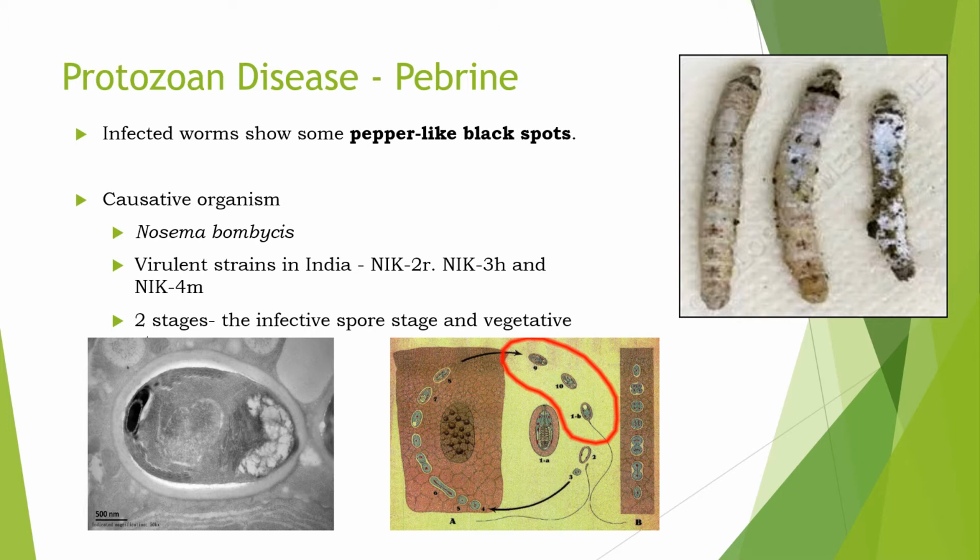The life cycle of the parasite is completed within a single host, the silkworm. There are two stages in the life cycle, a resistant spore stage, which is the infective stage, and the second stage is the vegetative stage.